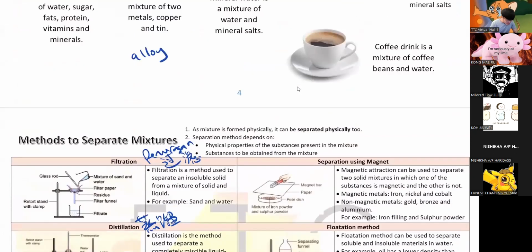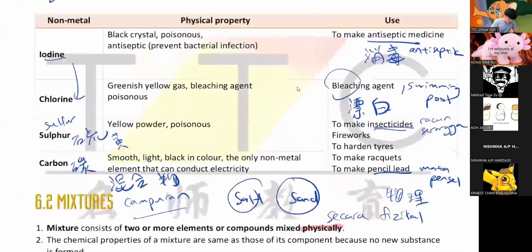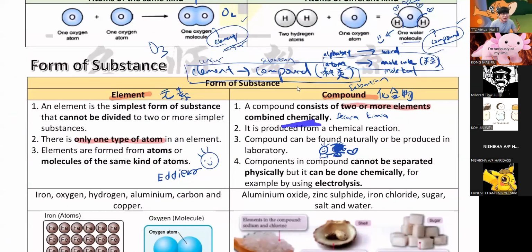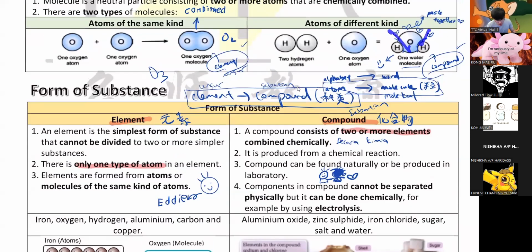All right, anyway, so how do you separate mixture? Since compound is mixed chemically, it is very hard to separate a compound. Can you split water into hydrogen and oxygen? Yeah, you can, but it's going to be very difficult.